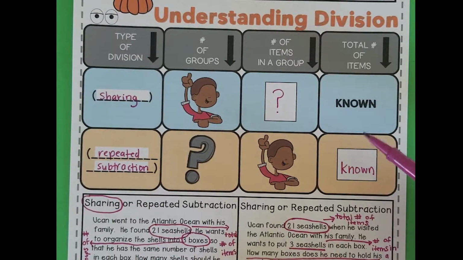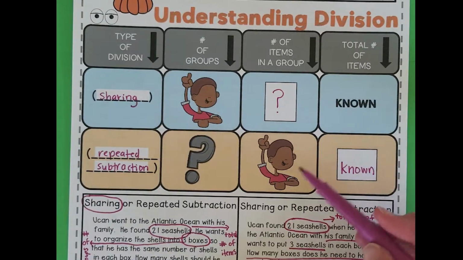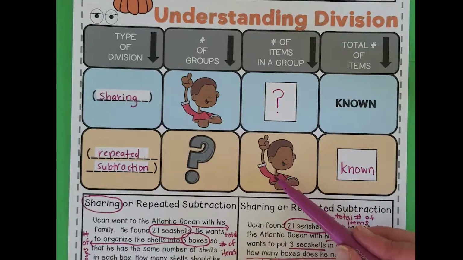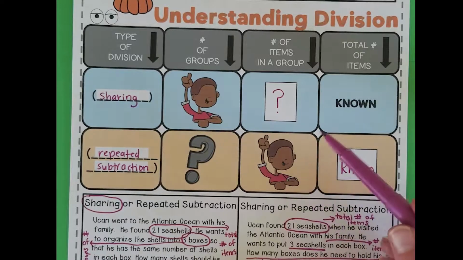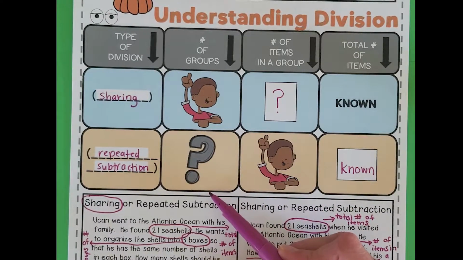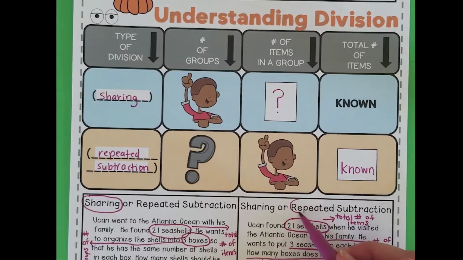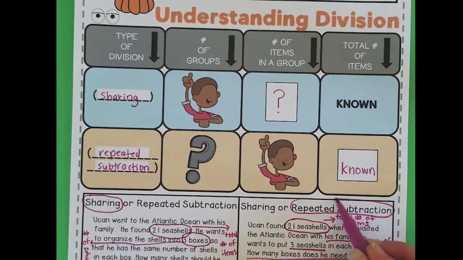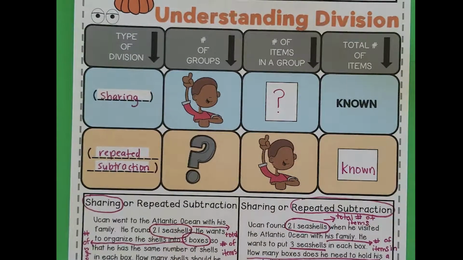So when we know the total number of items, 21 seashells, and when we know how many items, or 3 seashells, are going to be in each group, but we don't know the number of groups, guess what? That's called repeated subtraction. And that makes sense because I could take away 3 from my total number of 21 until I used all of my groups of 3. And then I would know the number of groups I'd have.